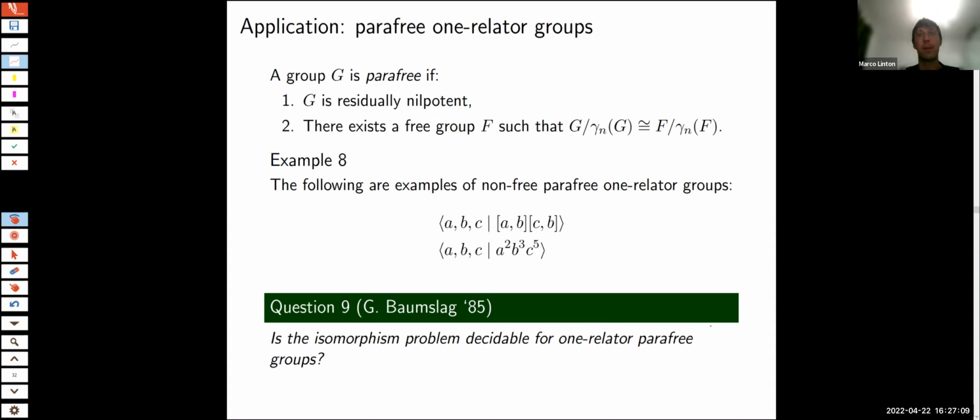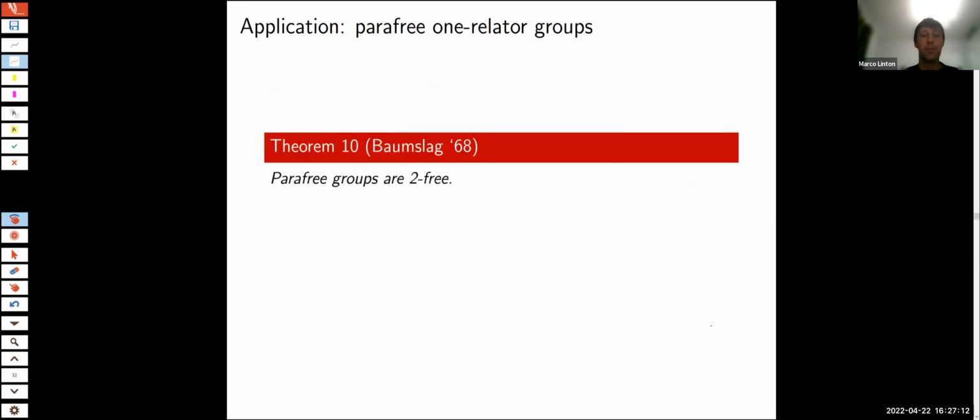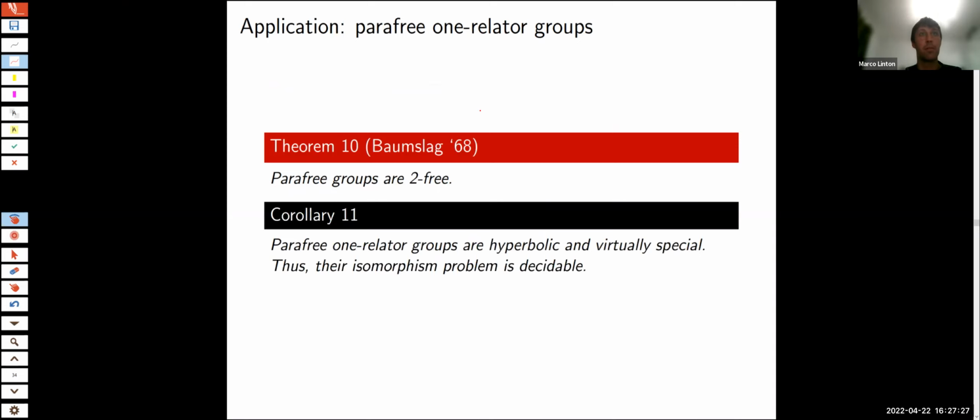one-relator para-free groups. And luckily, Baumslag proved this result, which tells us that para-free groups are two-free, and therefore that a para-free one-relator group must be two-free. Therefore, coupled with my result, we can say that para-free one-related groups are hyperbolic, virtually special, and thus the isomorphism problem is decidable by the solution of the isomorphism problem for hyperbolic groups. I imagine this is not the solution which Baumslag would have wanted, but it's a solution to the isomorphism problem for these groups.